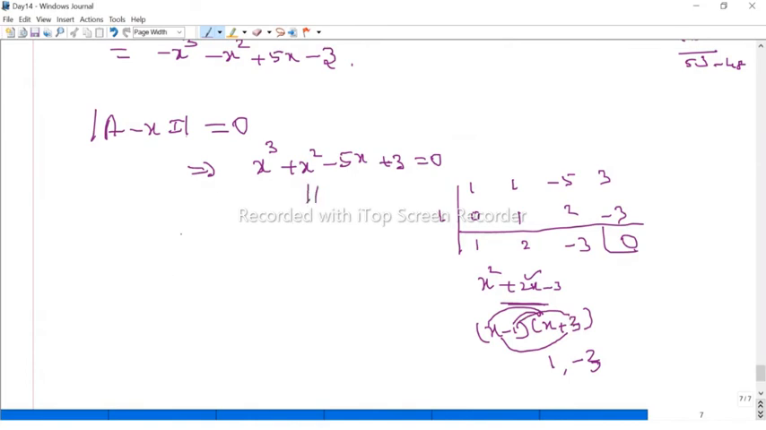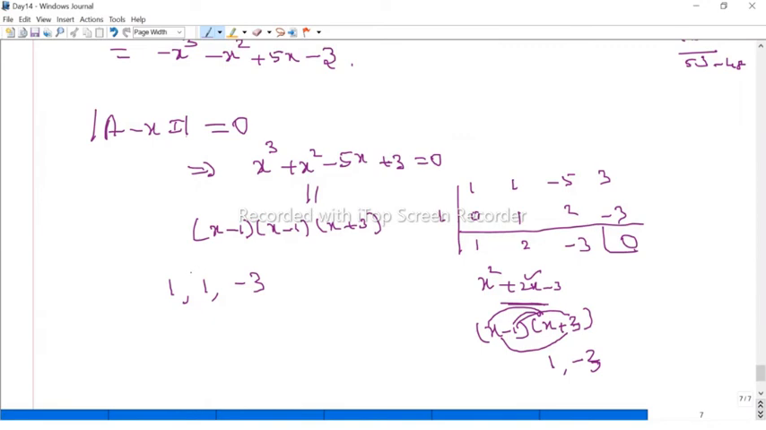Therefore, already we found that 1 is a factor. Now we got one more factor, again 1 is a factor. Now x plus 3 is a factor. Therefore we get the eigenvalues are 1, 1, minus 3. But here we didn't get distinct eigenvalues, we get the same eigenvalues, namely 1, 1. Okay, therefore we cannot conclude that this is diagonalizable.